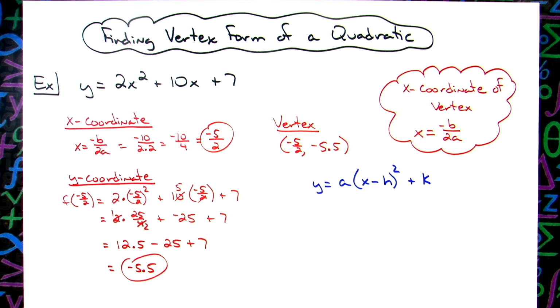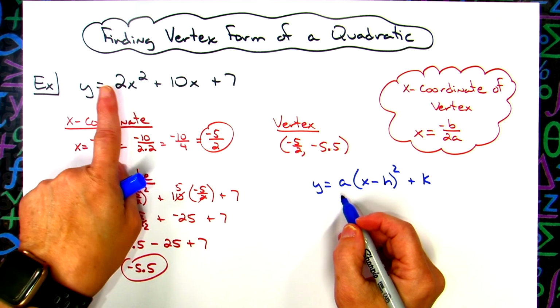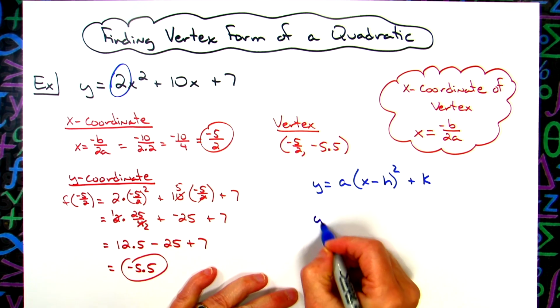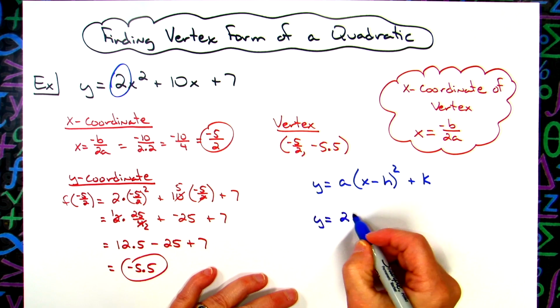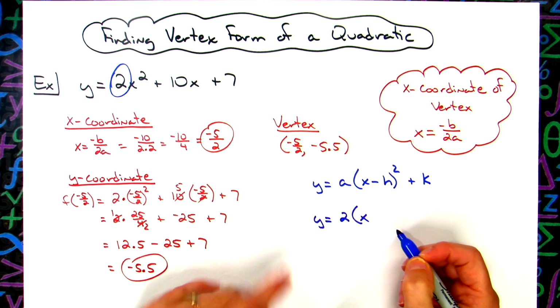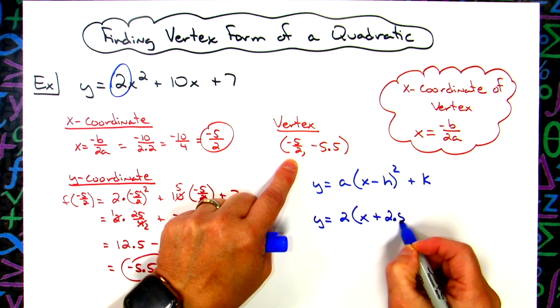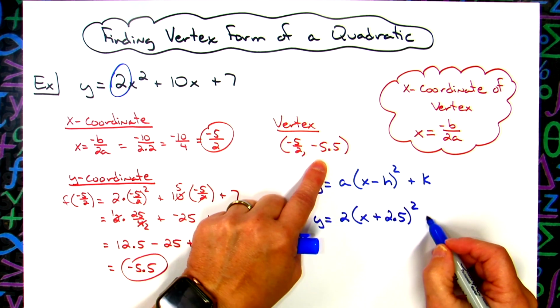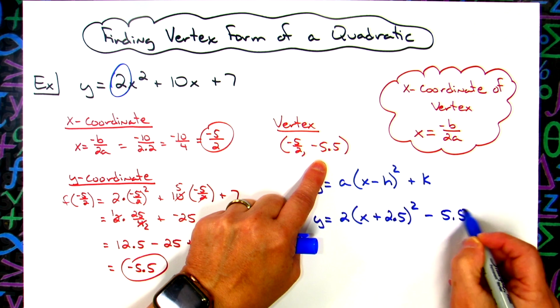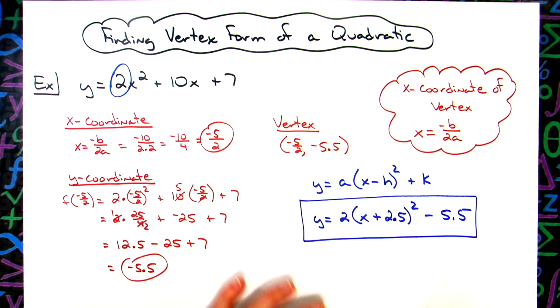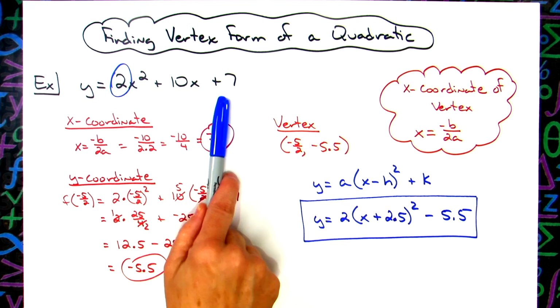Our k has a plus in front of it, so it's just going to be whatever value it actually is there. So the a value is going to remain the same because my a value up here was a 2. So I'm going to have y equals 2 times the quantity x plus 2.5, to the second power, and then minus 5.5. So there we have vertex form of that quadratic that we originally dealt with in standard form.